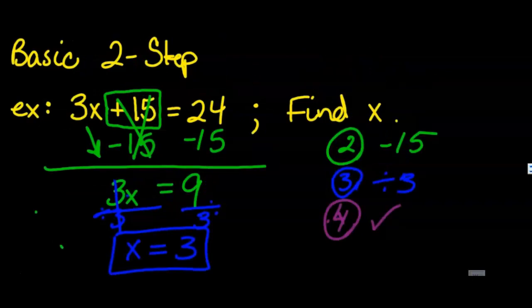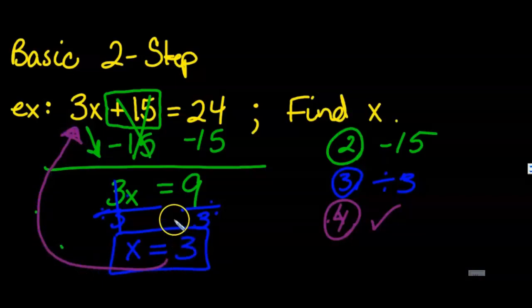Now let's check. If we're correct, everywhere I see an x up above here, I can put a 3. Okay? I'll evaluate that expression for x equals 3, and I should get equal to 24. So here's the expression, 3x plus 15.